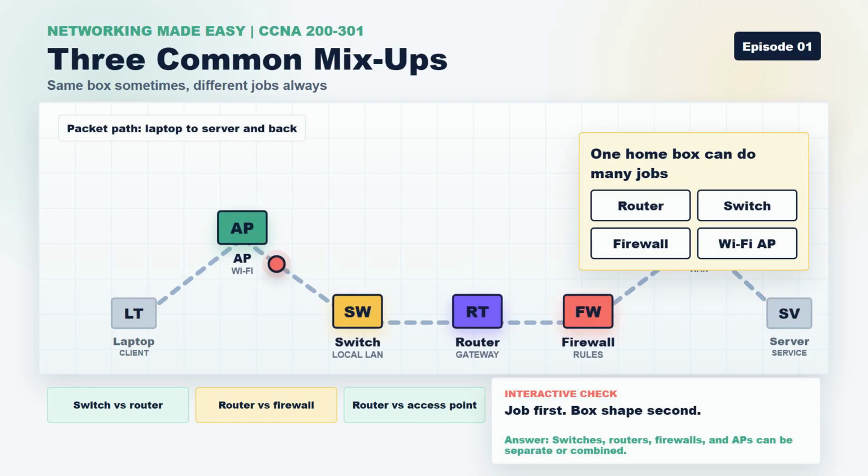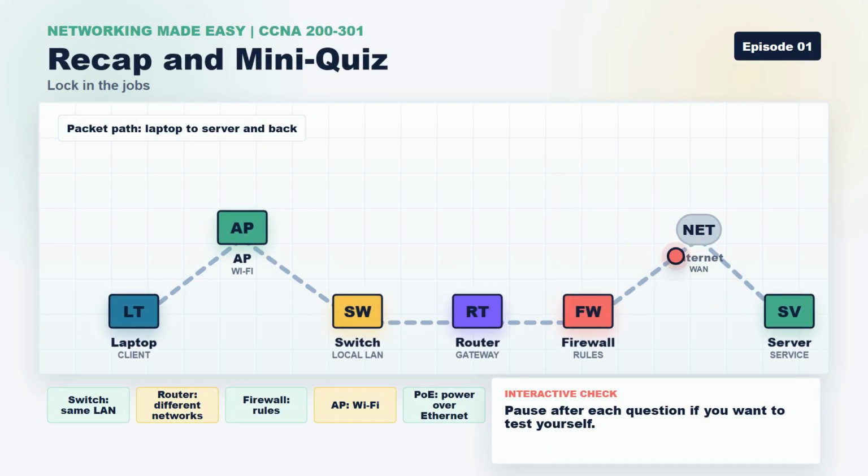Here is the recap. Clients ask for services. Servers provide services. Switches connect local devices. Routers connect different networks. Firewalls enforce traffic rules. Wireless access points let wireless devices join the network. Controllers can manage network devices, and PoE can power devices over Ethernet.